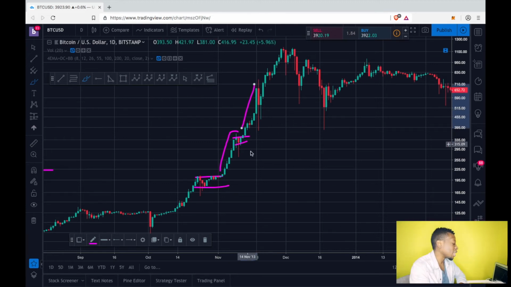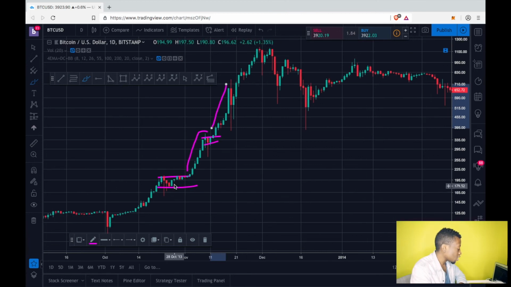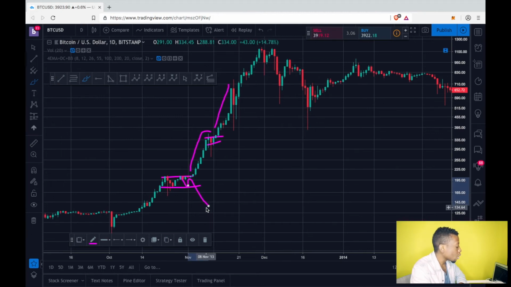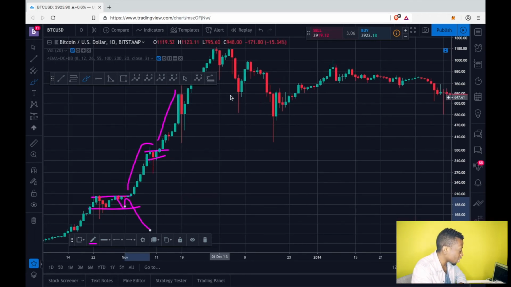So that's just basically how everything goes. For example, right around this area, if we ended up breaking this support right over here, we might have done something like that, and then we ended up breaking the support, and then obviously we would have some sort of downtrend situation.